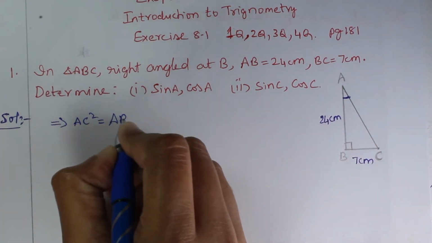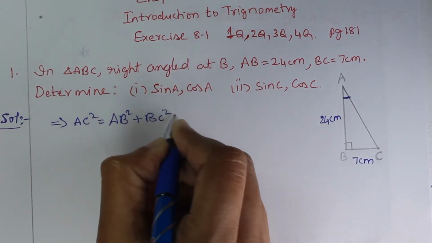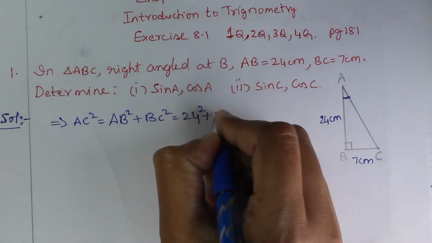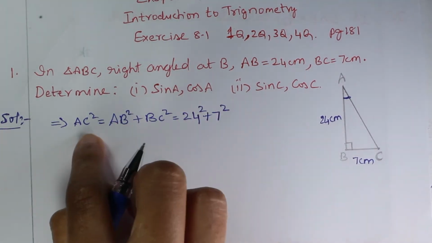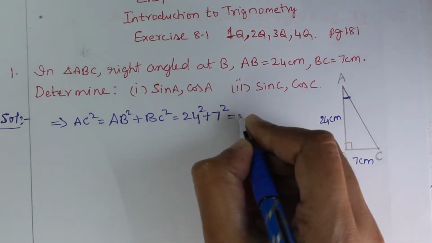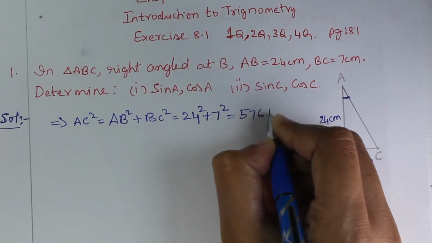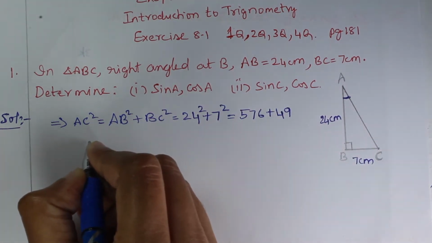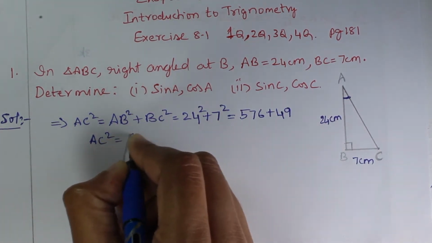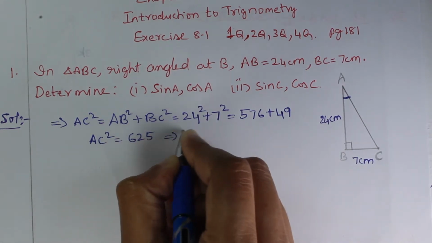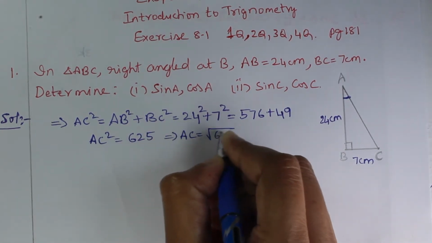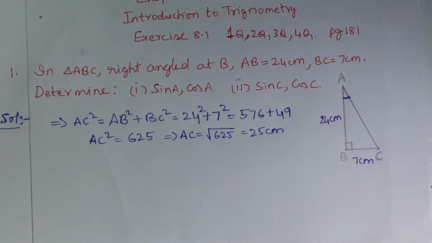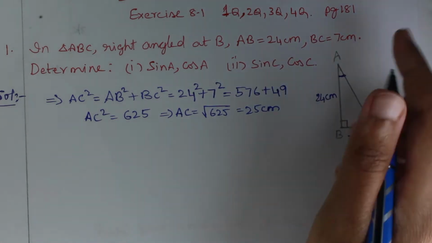AB square plus BC square, that is equal to 24 square plus 7 square. I am applying Pythagoras theorem to calculate the value of hypotenuse, that is equal to 576 plus 49. So AC square is equal to 625. That implies AC is equal to square root of 625, that is equal to 25 centimeters. So we got the value of AC as 25 centimeters.